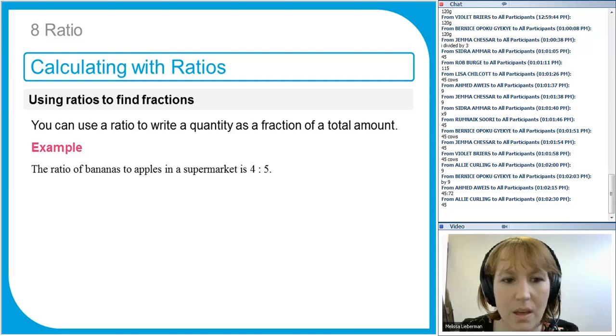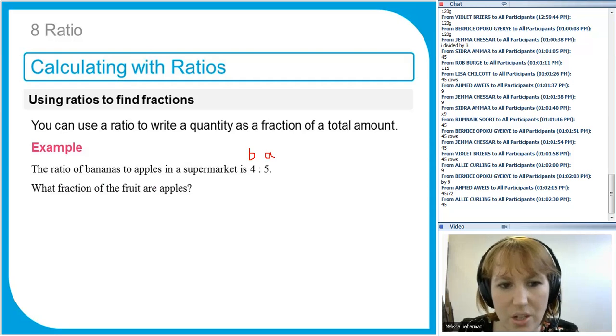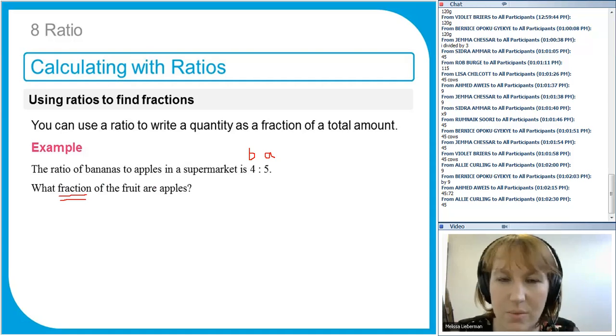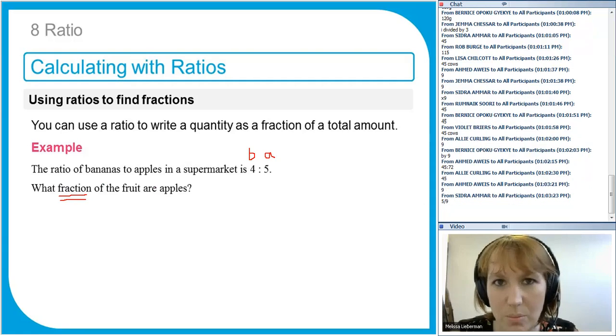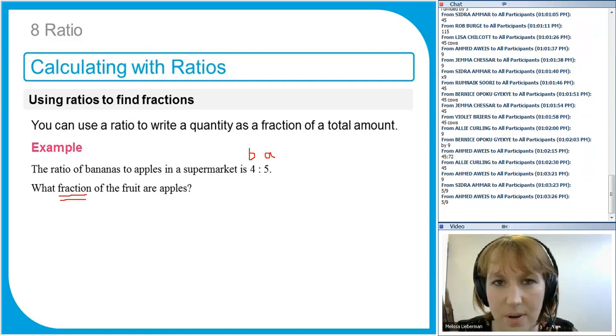So supposing we're told that the ratio of bananas to apples in the supermarket is 4 to 5. So that means for every 4 bananas, I've got 5 apples. And we're asked what fraction of the fruit are apples. So what you need to ask yourself is how many fruits are there altogether, regardless of whether they're bananas or apples. So we just want the total. Remember, when you write a fraction, the number on the bottom would be the total amount. So what I need to do is I've got 4 parts to 5 parts, I need to add those two numbers together. 4 plus 5 is 9.